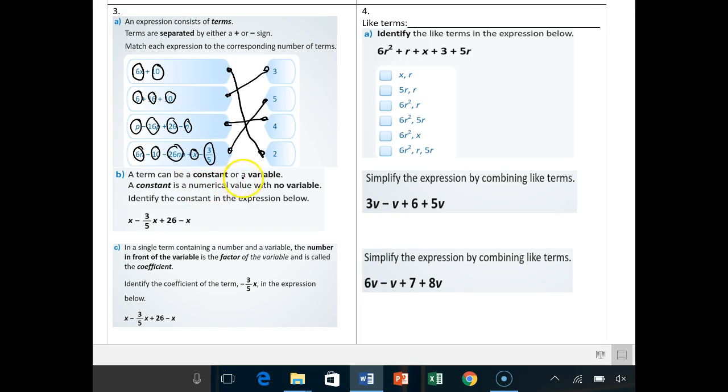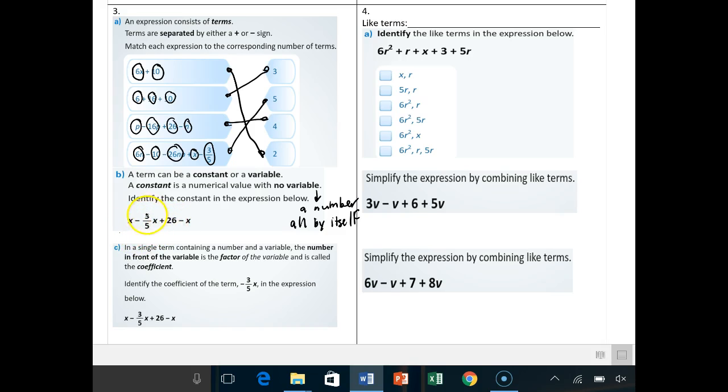Now, a term can be a constant or a variable. A constant is a numerical value with no variable, right? It's basically a number all by itself. Okay, so if I say identify the constant in the expression, you're just scanning through all the terms and you're saying, okay, where's the one that just has a number all by itself?